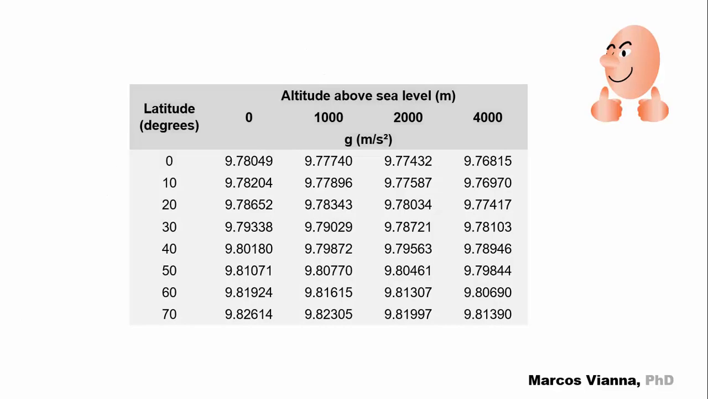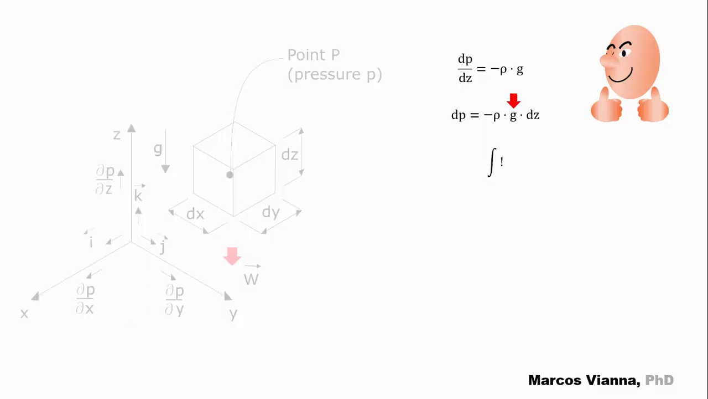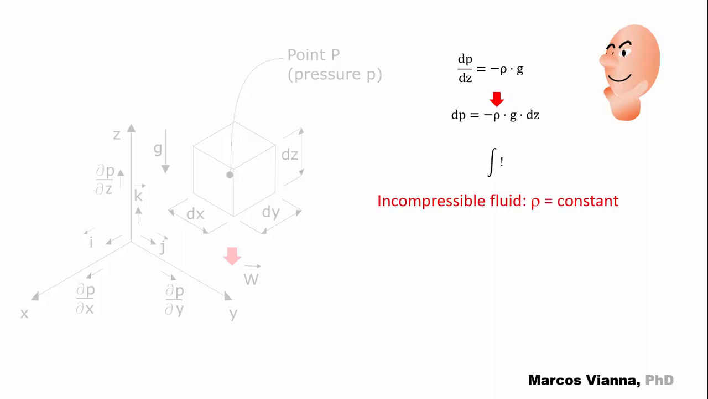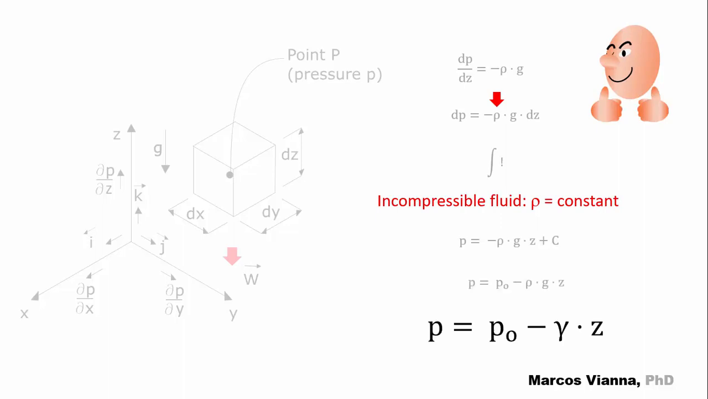In general, for engineering purposes, we can assume that g is a constant. Check its values in this table. Okay, g will be constant in our studies. Thus, let's see how ρ varies with z. We'll begin by considering the case in which the fluid is incompressible, which means ρ is constant. The integration leads to this expression, and to this, and to this.